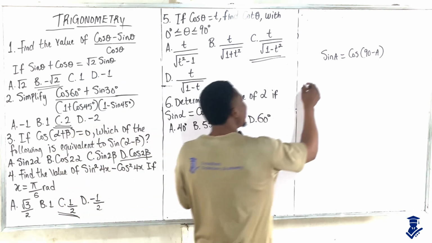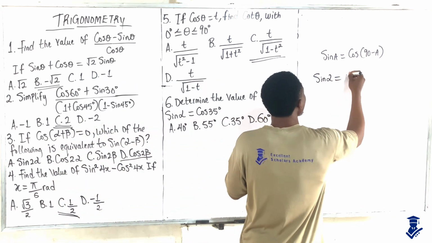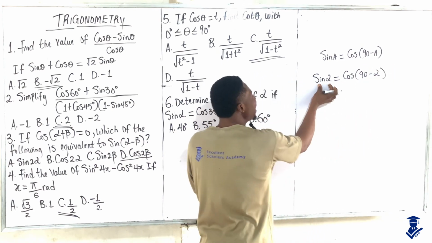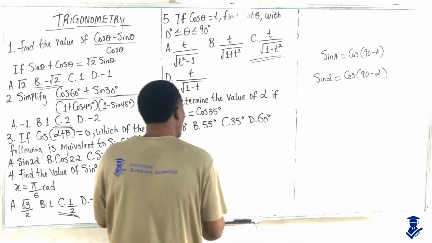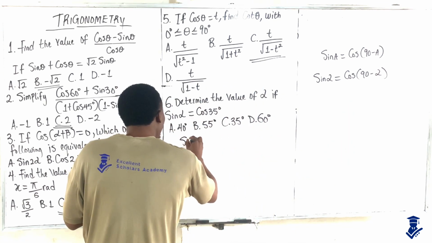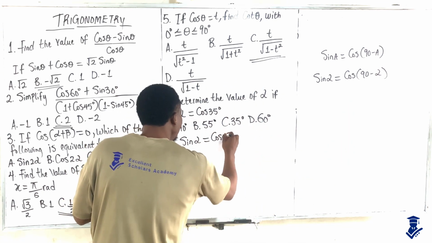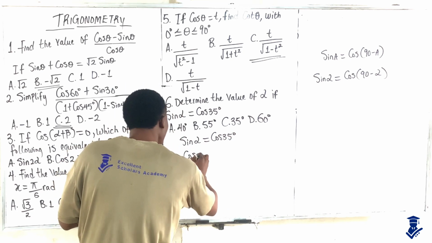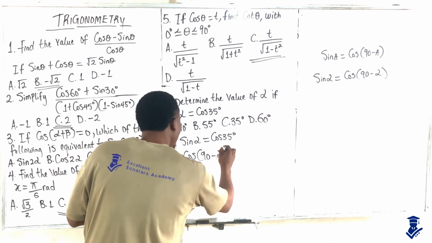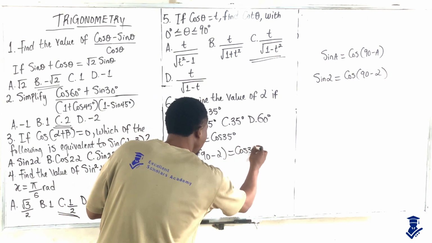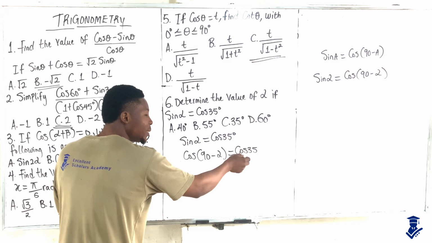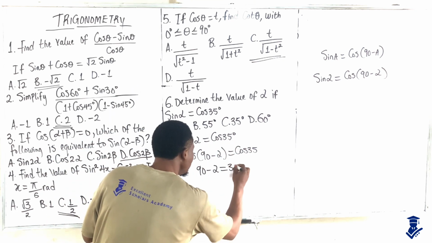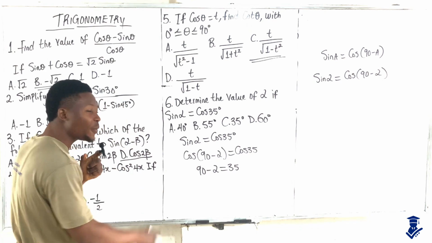So, meaning that since sine A is equal to cos 90 minus A, I can say that sine alpha is equal to cos 90 minus alpha. So I can replace sine alpha with cos 90 minus alpha. So sine alpha, which is equal to cos 35 degrees, which I was given, becomes cos 90 minus alpha is equal to cos 35. Now, cos and cos are on the same side, they could cancel each other. So you have 90 minus alpha is equal to 35.